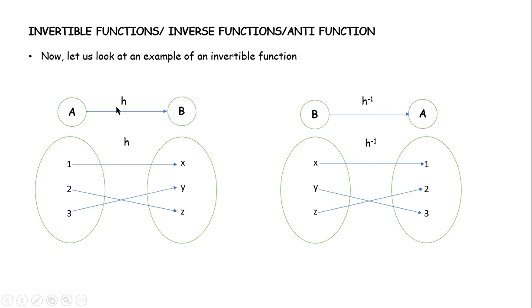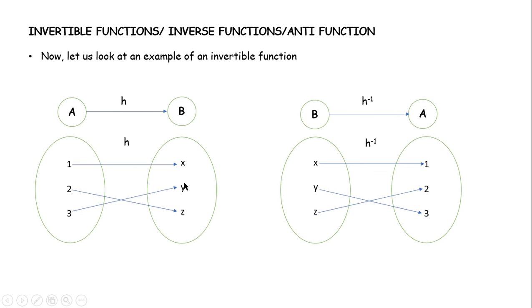Now here, in case of the function h, 1 from set A is assigned the value x from set B. That means the image of 1 is x. Then 2 from set A is assigned the value z from set B. That means the image of 2 is z. Then 3 from set A is assigned the value y from set B. That means the image of 3 is y.